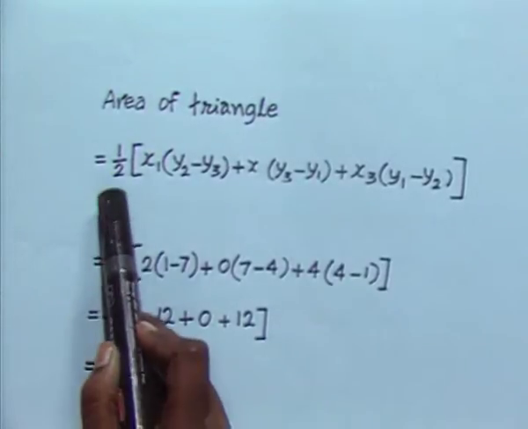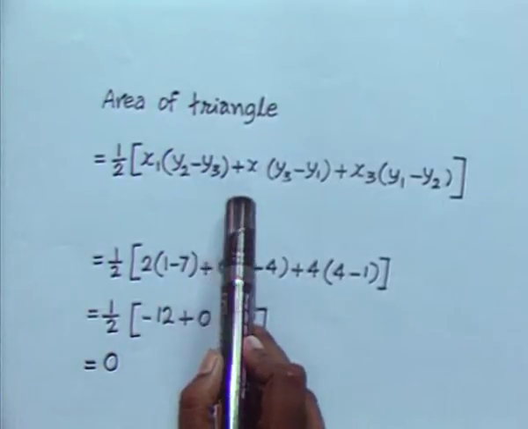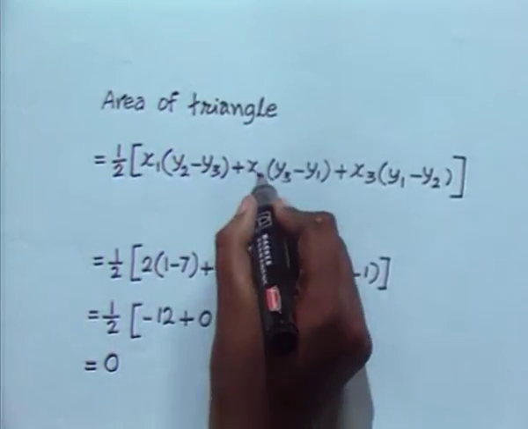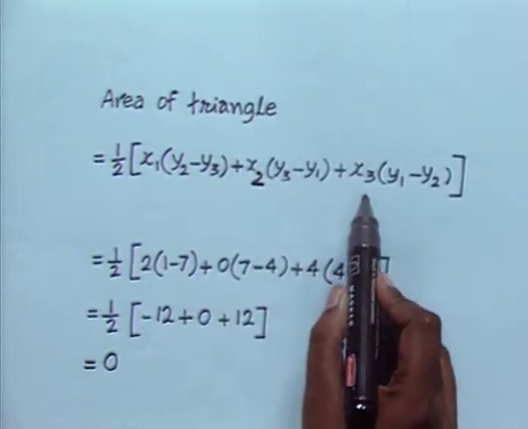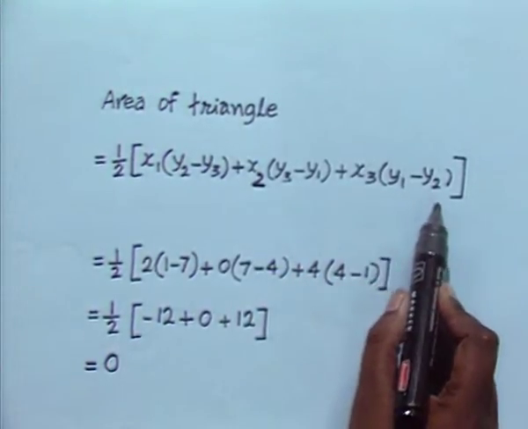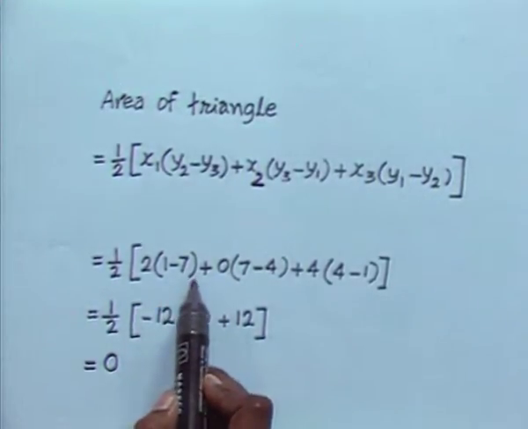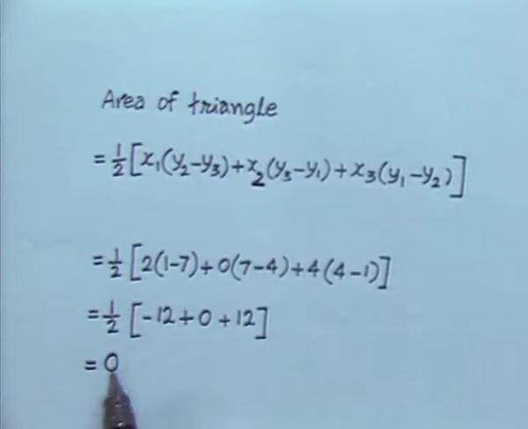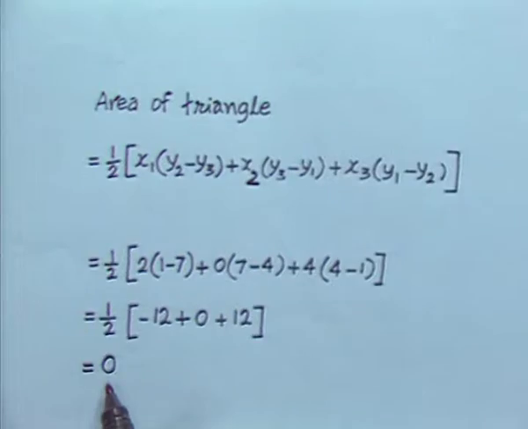Now using the result that area of a triangle is equal to half into [x1 multiplied by (y2 minus y3) plus x2 multiplied by (y3 minus y1) plus x3 multiplied by (y1 minus y2)], we substitute the respective values here. So we get the answer, that is the area of the triangle is equal to 0.